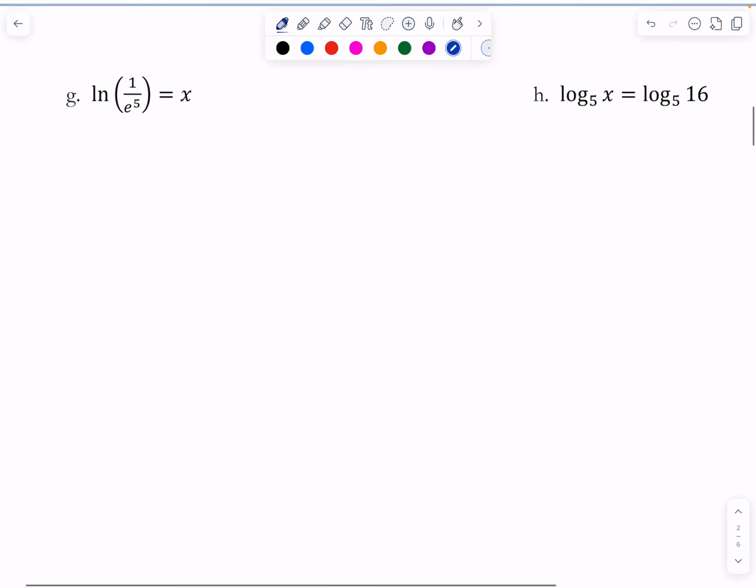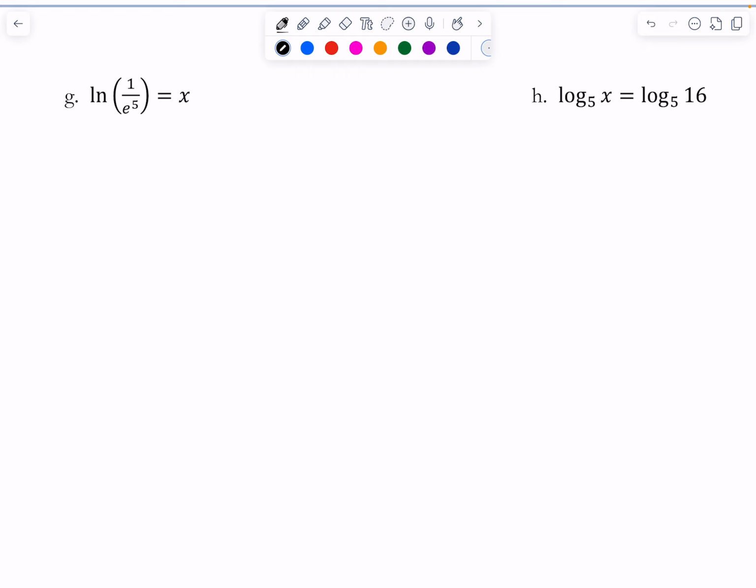All right, let's get a little more complicated. This one is a natural log, so I told you guys, remember, there's a little base of e there. So e to the power of x equals 1 over e to the 5th power. Now watch how I rewrite the right side. I'm going to rewrite it as e to the negative 5th power.